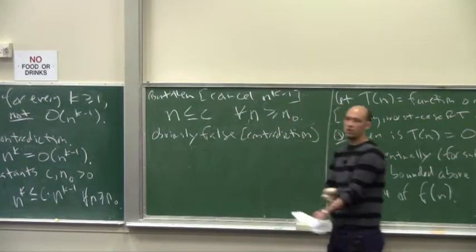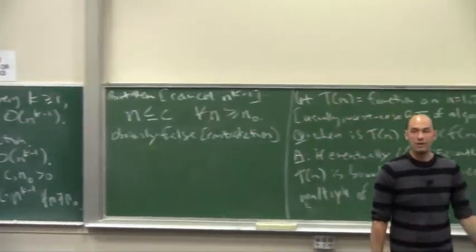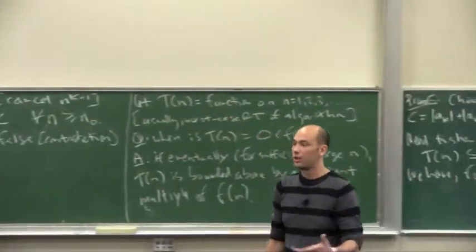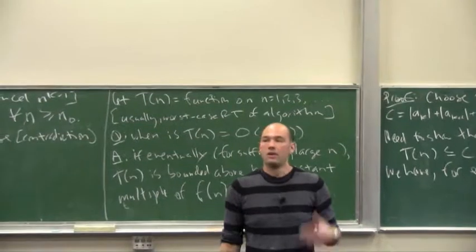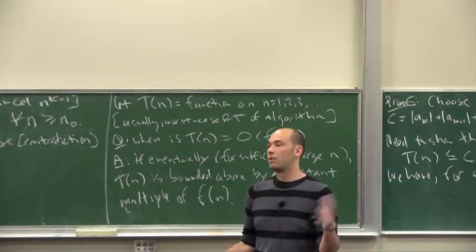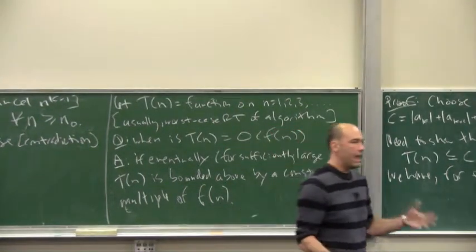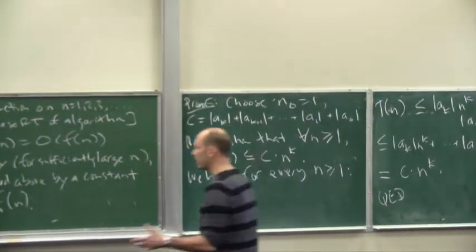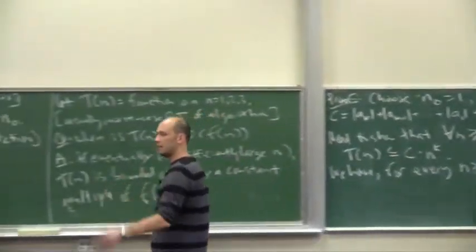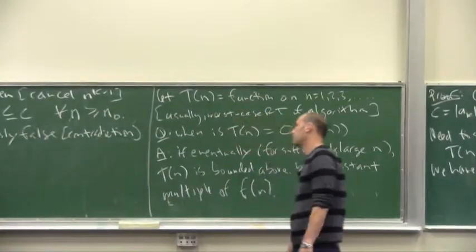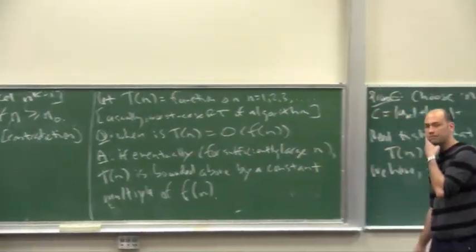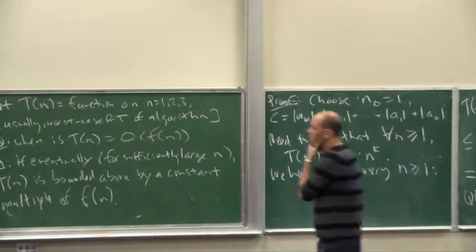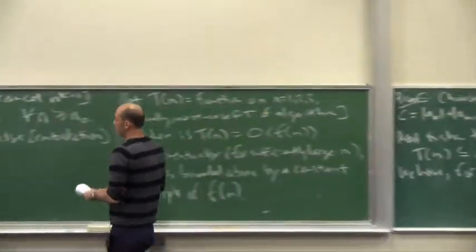If you prefer, this shows that there's no winning strategy. There's no winning choice of c and n naught. Why? Your opponent, whatever you choose, can always subsequently pick n bigger than c plus 1, and it wins. So your adversary will always win, no matter what you choose. It picks its n to be bigger than c plus 1, and then it flips the inequality. So those are the examples. Any questions?